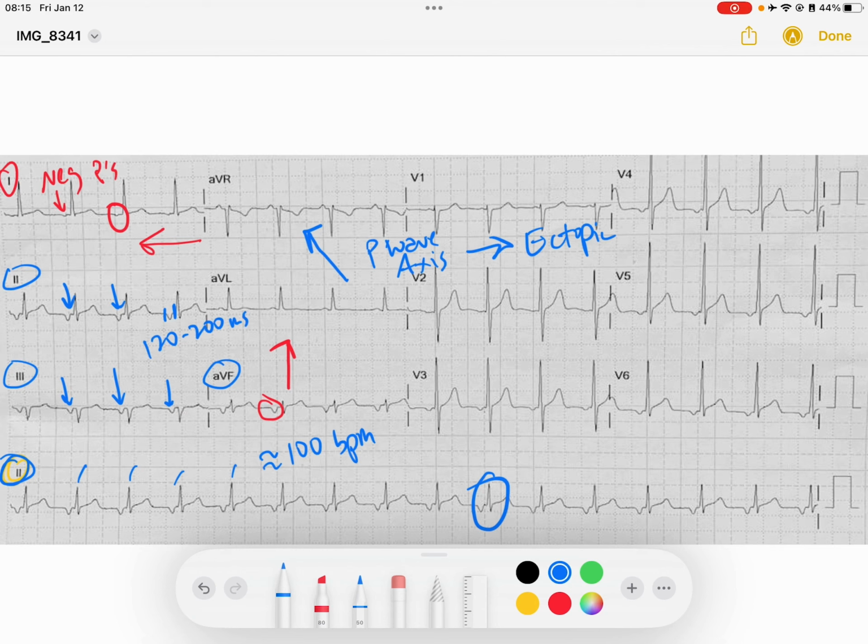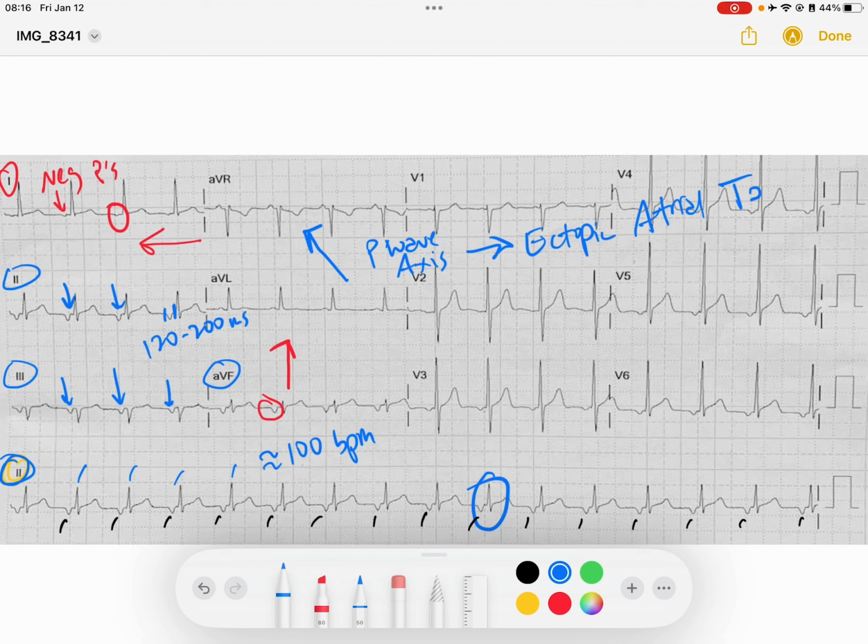And we have a nice narrow QRS. And if you notice, our QRS is, in this case, depolarizing in the typical fashion. So if we march through, we see these ectopic P's occurring before our QRS in a regular fashion at around 100 beats per minute. And so this is an ectopic atrial tachycardia.